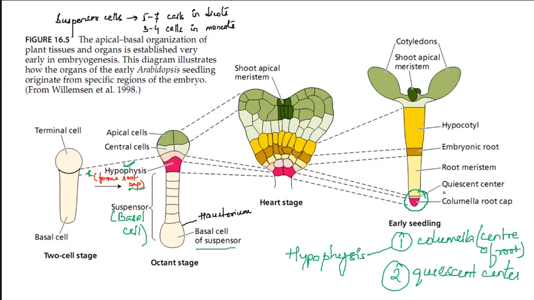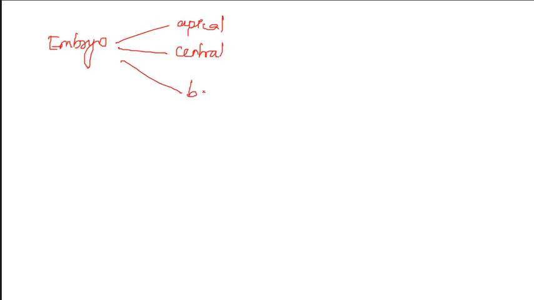Clear? So in the last stage, what we studied is the formation of the octant globular embryo. Once the octant stage is formed, the embryo divides into three regions. The embryo divides into three domains. What are the three domains? The apical region, the central region, and the basal region. So this is the octant stage of the embryo.